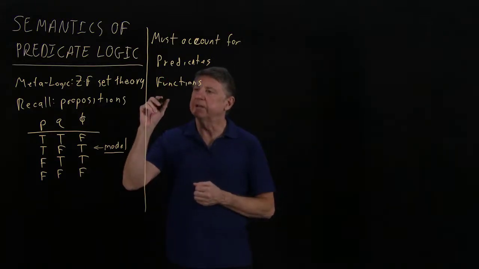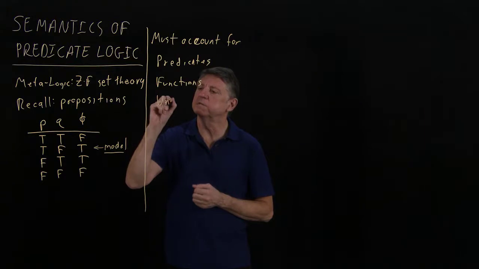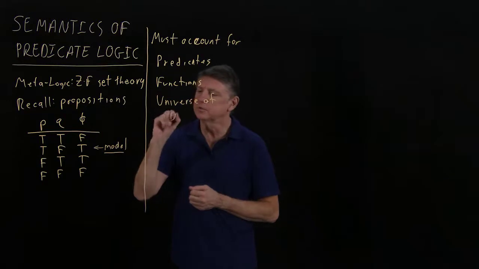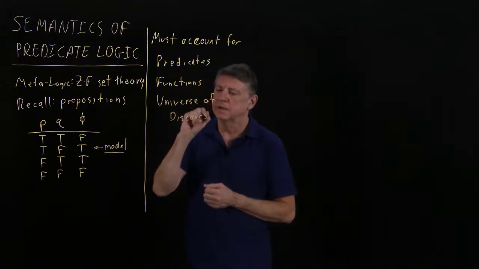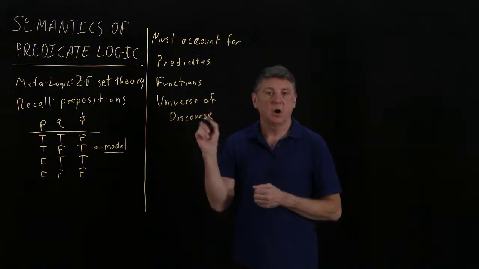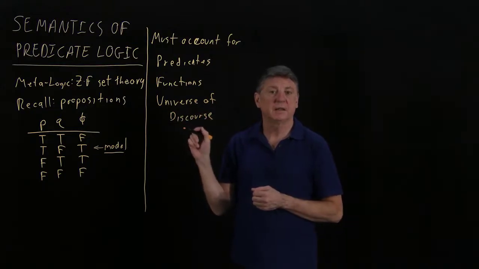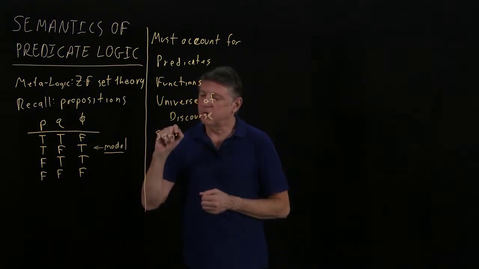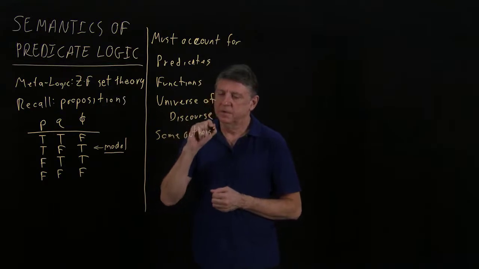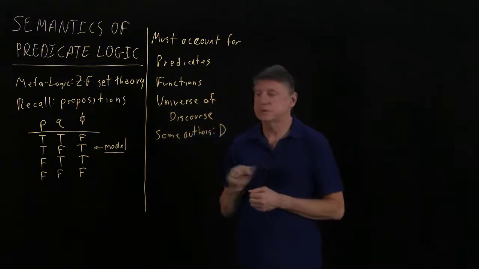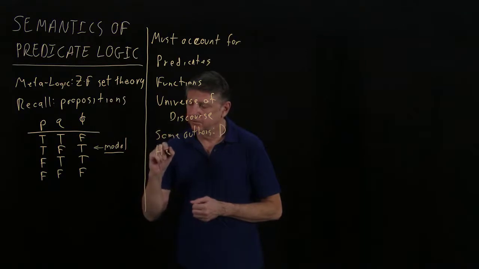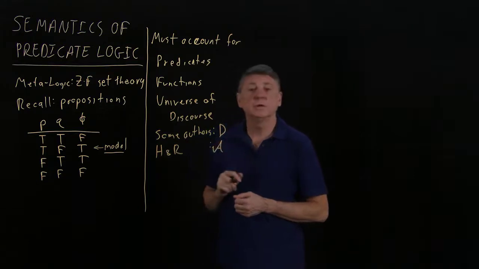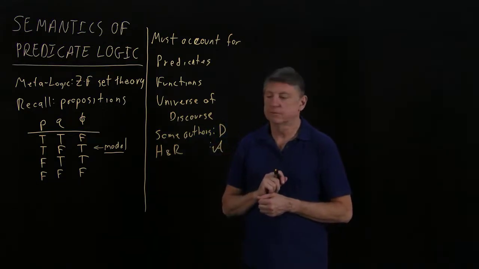We'll also have to have what is called a universe of discourse. And a universe of discourse is all of the objects that we're going to allow in a model. So some authors use the set D for discourse, and Huth and Ryan use the set A. So we'll use the script set A to be our universe of discourse.